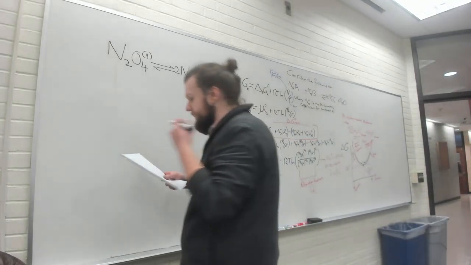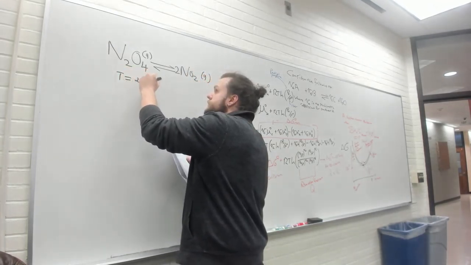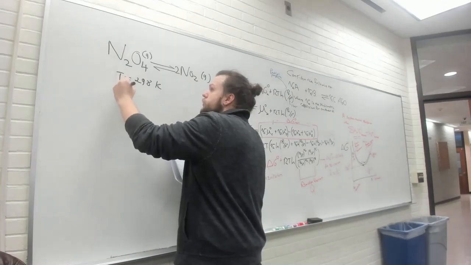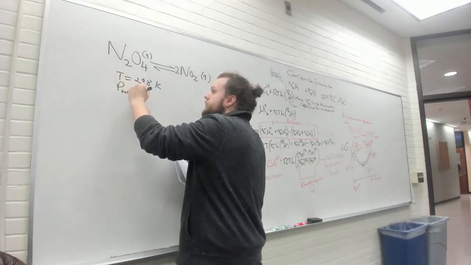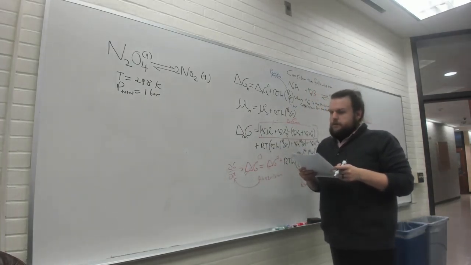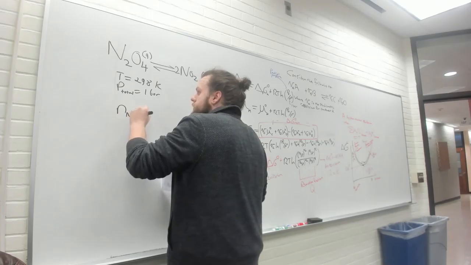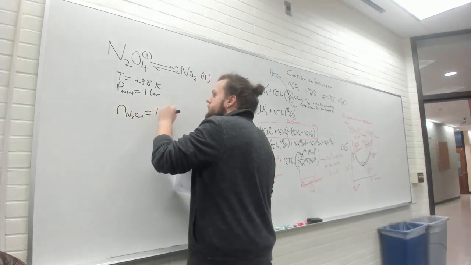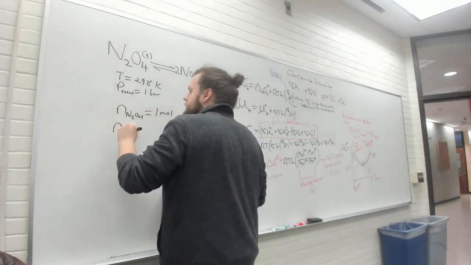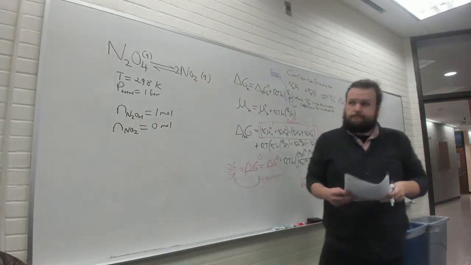All right, so I need to write some things down. First, we're going to do this at T equals 298 Kelvin. Total pressure is 1 bar. Just normal conditions. And we're going to start with, initially, 1 mole of N2O4 and 0 moles of NO2.